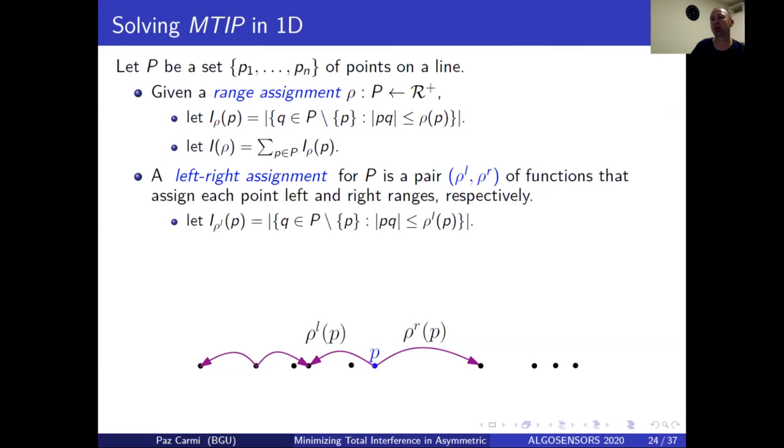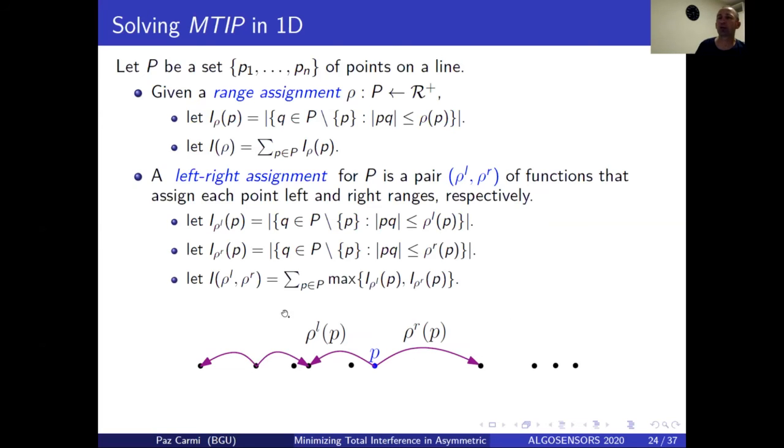Now we're saying that, given rho L, the interference of a point P is all the points that lie inside the range assigned by this rho L. And symmetrically, the interference of a point P by rho R is all the points that lie inside the range defined by rho R. So for example, if we have this rho R for P, then the interference of P with respect to rho R is all the points that lie inside. So it's this point and also these 3 points that lie inside this range of rho R.